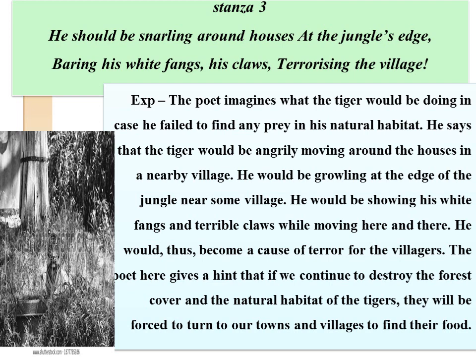He should be snarling around houses at the jungle's edge, baring his white fangs, his claws terrorizing the village. Here in the line is just a contrast of the tiger which is inside the cage. He is the tiger which is personified. He should be snarling, that is, making noise and telling about his presence around the houses which are built near the jungle. Human beings have encroached the jungle also.